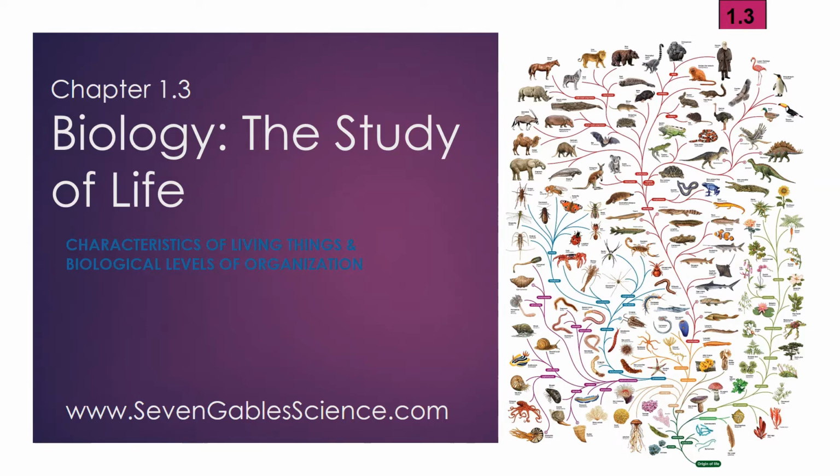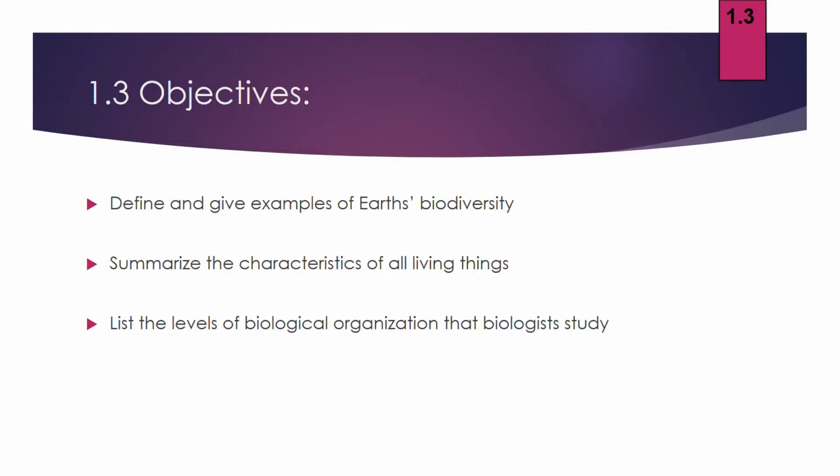The objectives for this section include define and give examples of Earth's biodiversity, summarize the characteristics of all living things, and list the levels of biological organization that biologists study.